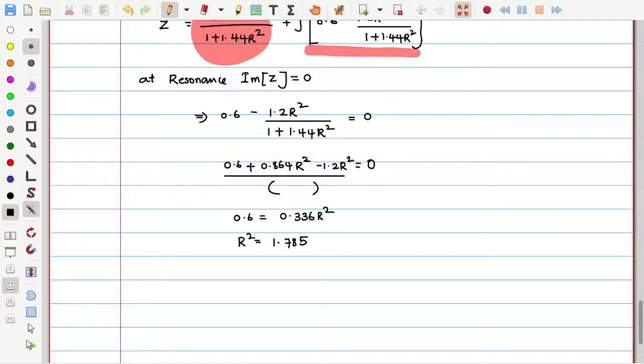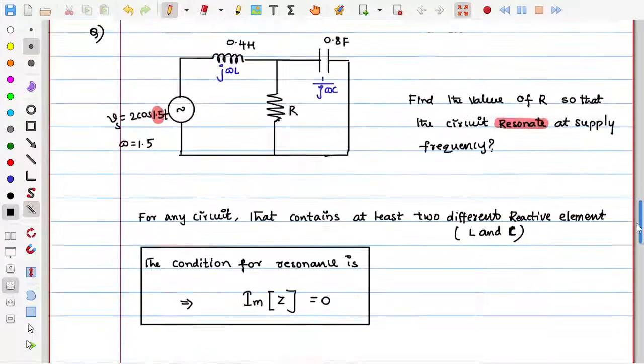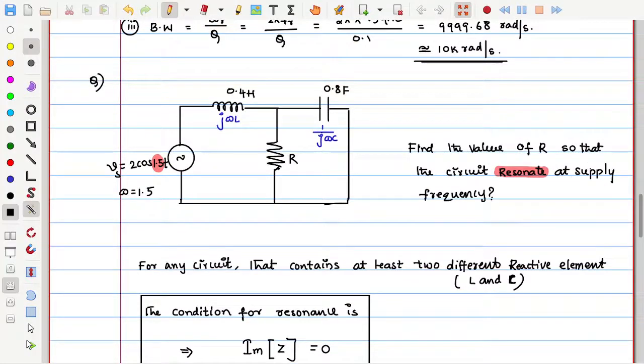So then the square root of this, 1.785, is the answer, which is R is equal to 1.336 ohms. That means if the R value is this much, the circuit will resonate at the supply frequency. What is the supply frequency? 1.5 radians per second. At that frequency it will resonate.